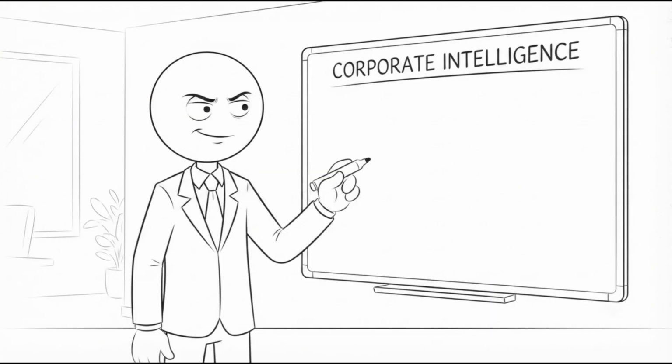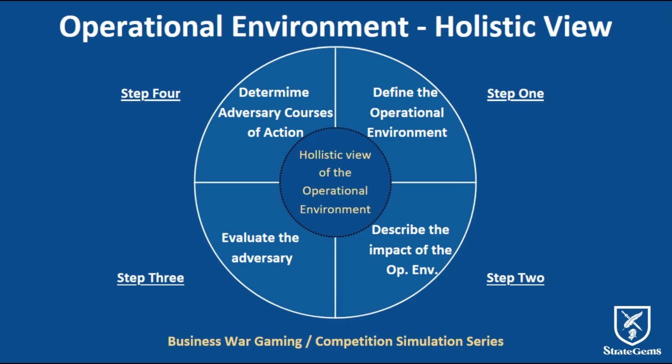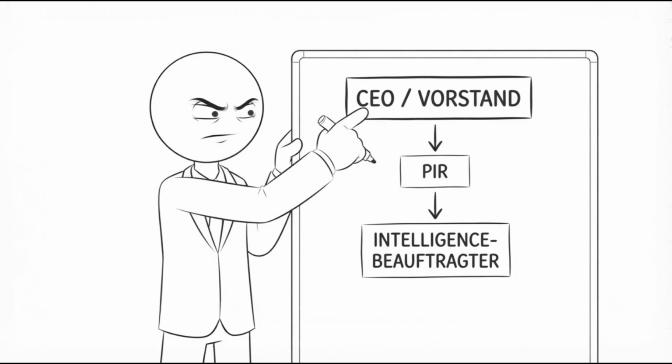All this while, every company operates in a competitive environment. Those who don't know their adversaries are playing chess blindfolded. The first step in the corporate context: PIRs come from the CEO or the board, not from the market research department. The hierarchy of questions matters. Example 1. Market and competitive intelligence.